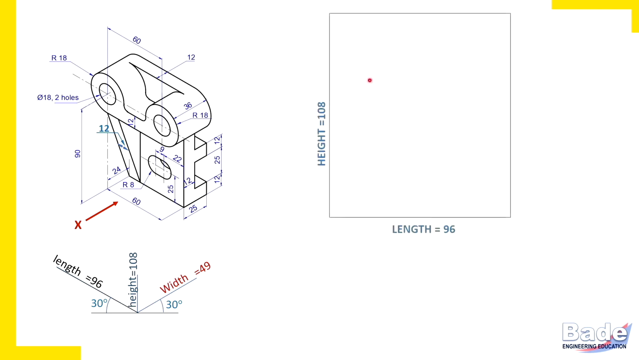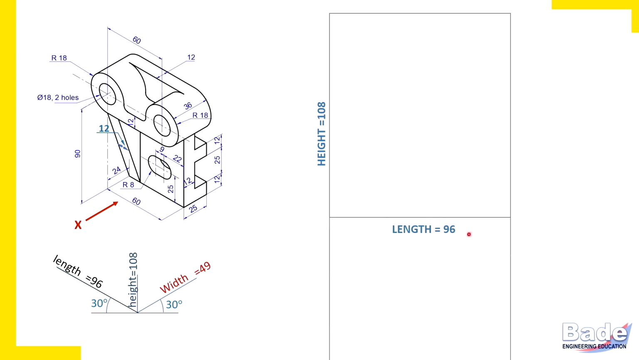Since we have identified overall dimensions of the object and we are asked to construct only front view and top view, let's start with front view rectangle. Always we start with front view rectangle, in which length horizontally, height vertically. So length 96 and height 108. Complete the rectangle. Rectangle of height 108 and length 96.